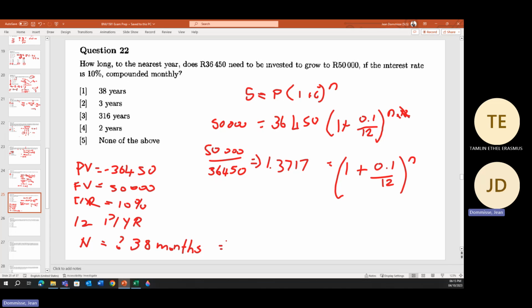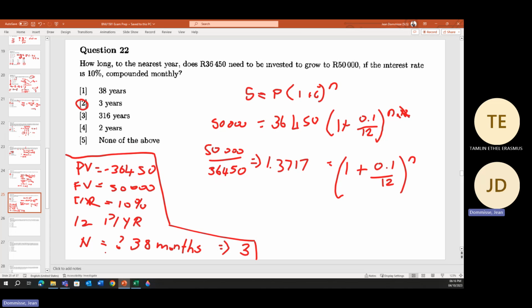And then because it's 58 months, I still need to divide by 12 to get to years. So then approximately the nearest year is 3 years. Okay, so with the calculator, we could have done it.